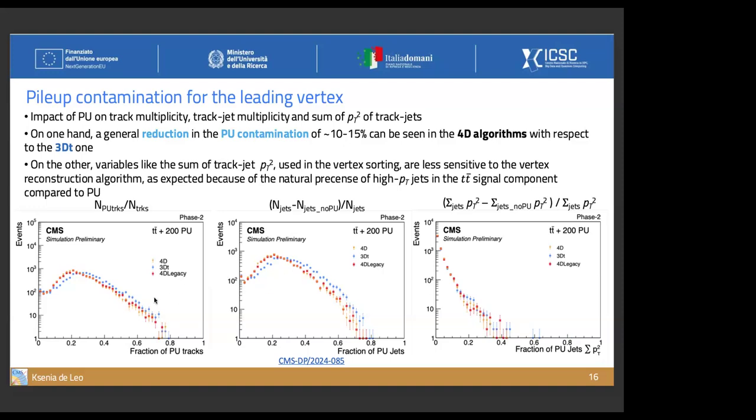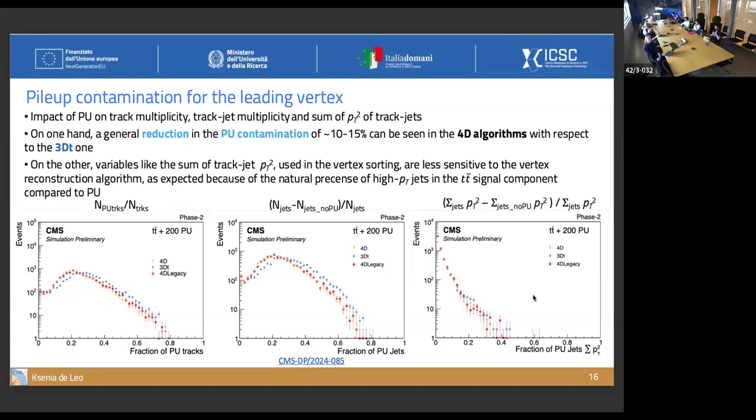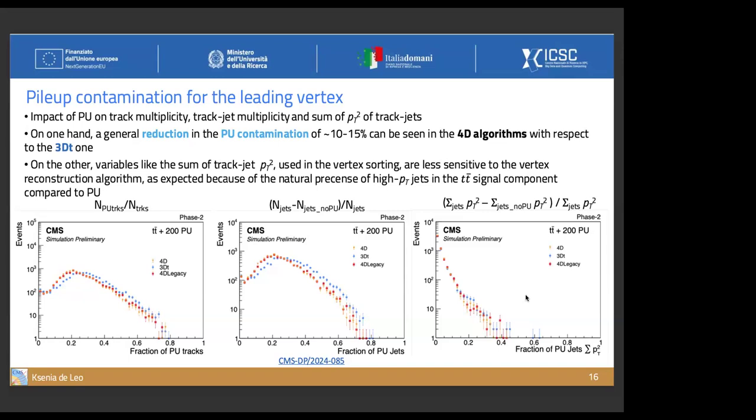And for the first two observables, we see a reduction in the pileup contamination in the 4D algorithms with respect to the 3D. So here we actually have less pileup contamination as expected, while we have other variables that are less sensitive to the choice of the vertex reconstruction algorithm. Like, for example, this one, which is the sum of the square of jets pT, which is important because this is the variable used for the vertex sorting in CMS.